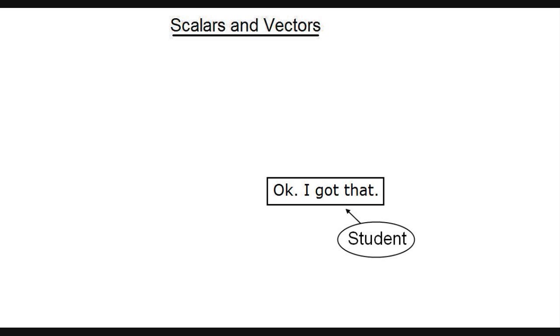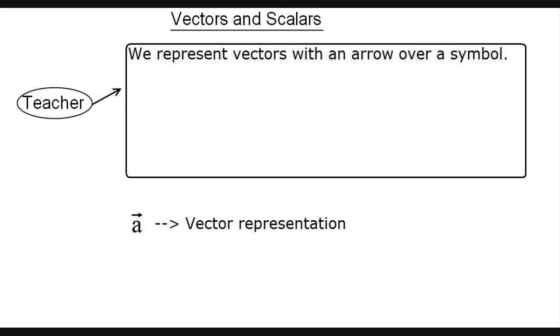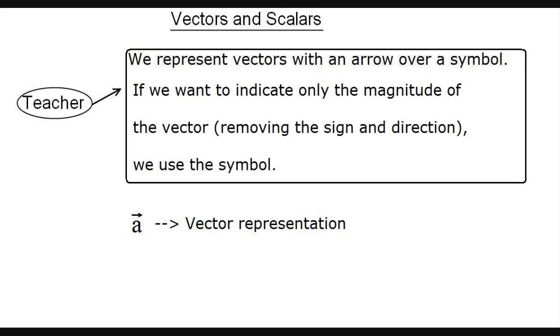Okay, I got that. We represent vectors with an arrow over a symbol, as shown. It is spelled as a bar. If we want to indicate only the magnitude of the vector, removing the sign and direction, we use the symbol as shown.